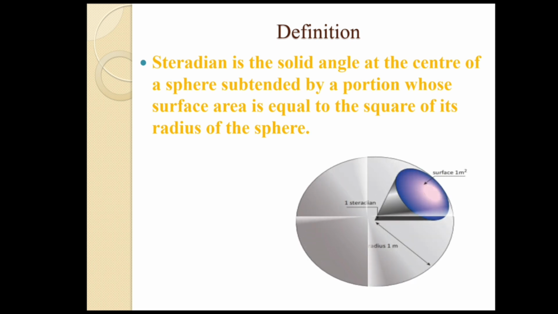Look at the picture over here. It explains about steradian. We have a sphere and from the center of the sphere, the subtended portion, we have a surface area. So this surface area is equal to the square of the radius of the sphere.